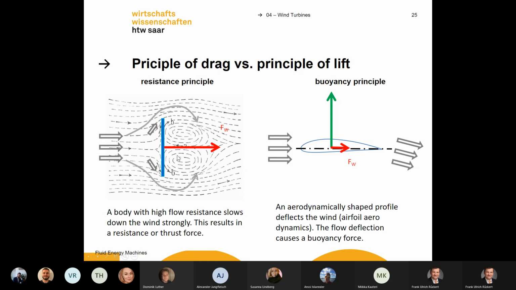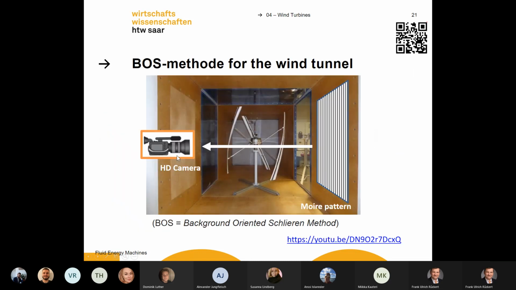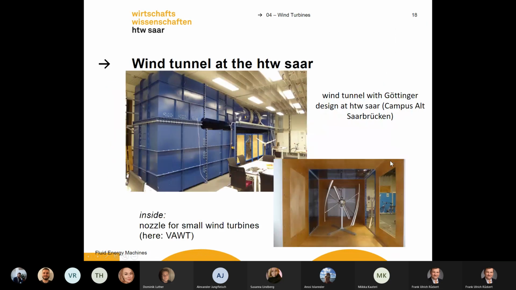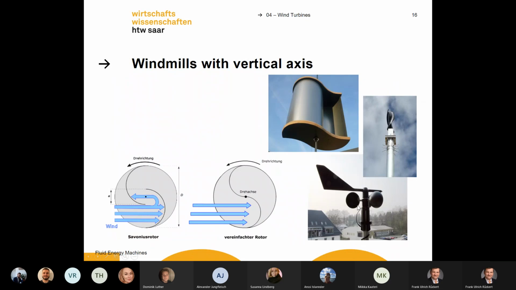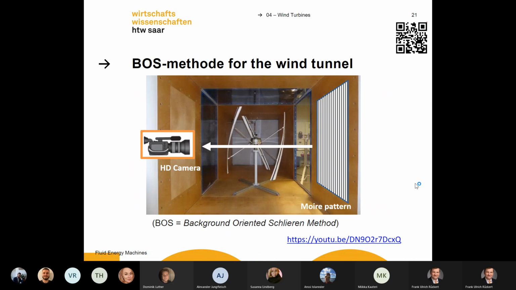For example, if you look back at this small windmill here, this is the best example. This one with the spoons is the best example for a resistance windmill. Okay, let's go back.